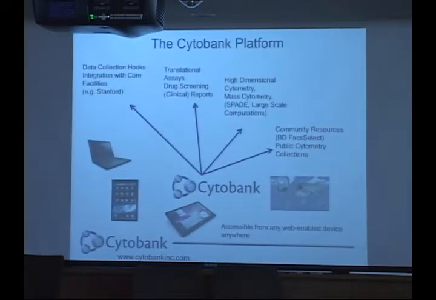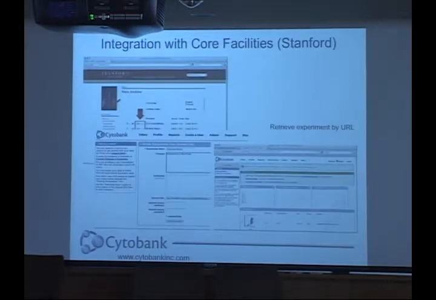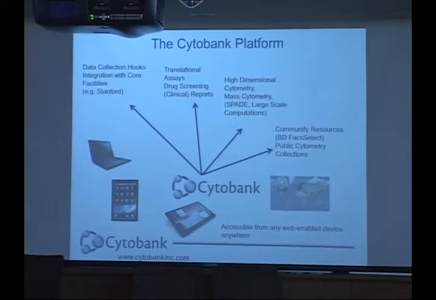I just wanted to take the last 10, 15 minutes to talk about the other resources available to you, a lot of which are just available online for you to take a look at. But prefacing that, just to give you an idea of the platform as a whole, here at Stanford, the Stanford Flow Core facility stores all of the data that they collect, and they have a Send to Cytobank button where a user can immediately upload to Cytobank directly from the core facility.